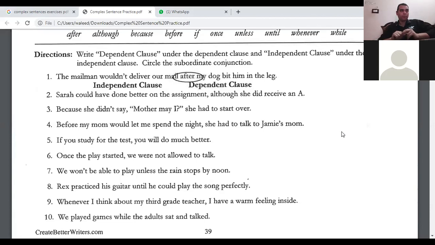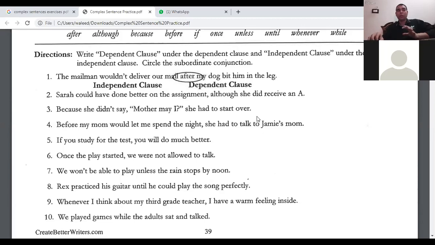Okay, the first one is dependent. The first one, Sarah could have done better on the assignment. Are you sure? What is the meaning of dependent? Dependent, that it can't stand alone, right? Yes. Okay, can I say this sentence alone? No. I can't say Sarah could have done better on the assignment? Yes, I can. This is normal.